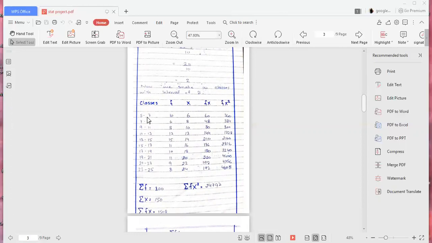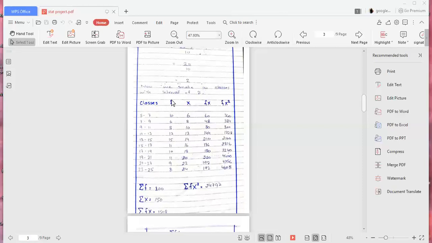Now I have to find the midpoint, which is represented by x. First of all, I add 5 and 7 and divide by 2. 5 plus 7 is equal to 12, and 12 divided by 2 is equal to 6. Again, 7 plus 9 is equal to 16, divided by 2 is 8. Then 9 plus 11 is equal to 20, and 20 divided by 2 is 10. Solve all these values the same way and take out the midpoints.